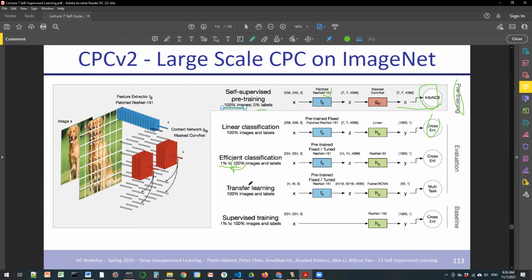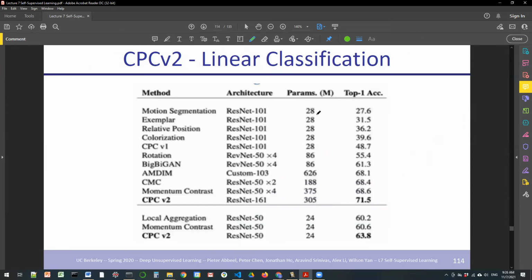And then transfer learning, which is to take this network, the ResNet 161 that we have learned, and apply it to a completely different task, not just this classification task, but for example, an object detection task, right? Which is the thing on Pascal VOC. And obviously compare it to supervised learning, which is our basic reference comparison. So these are all the different things that they did in the CPCV2 paper, and you begin to see the results.